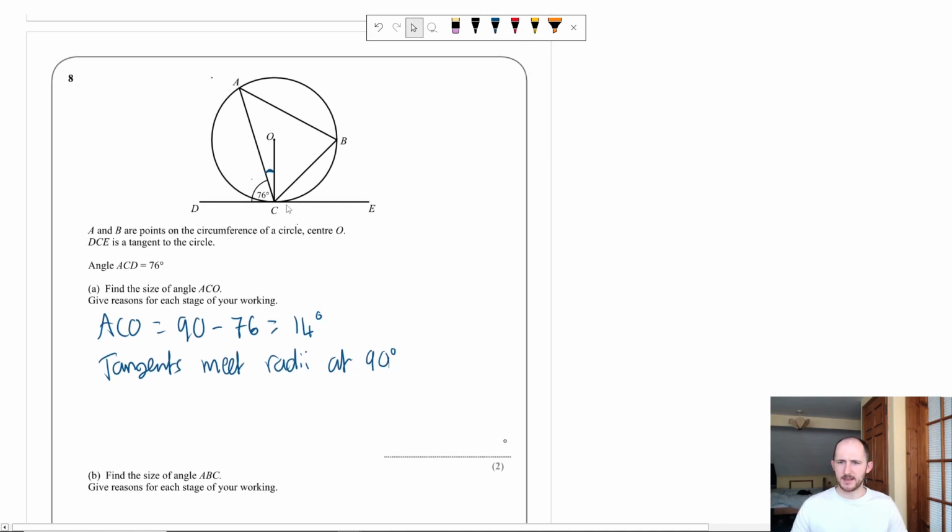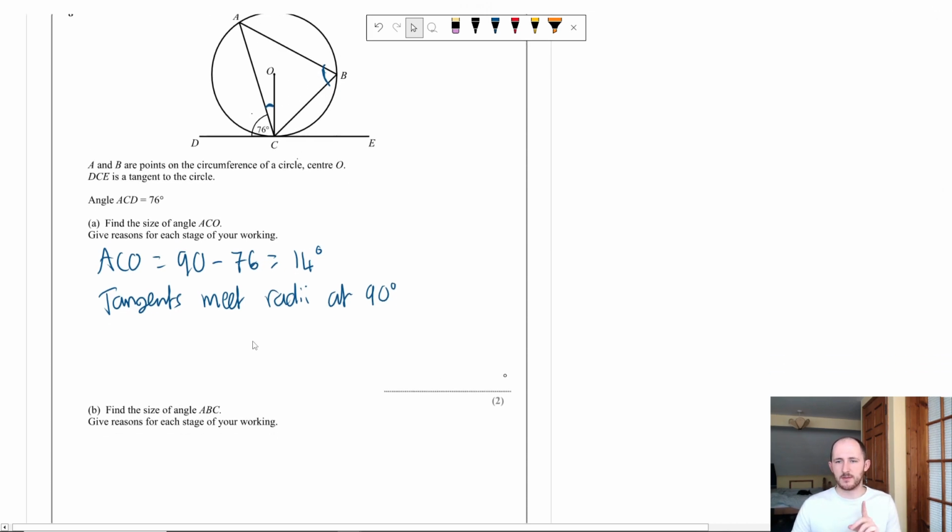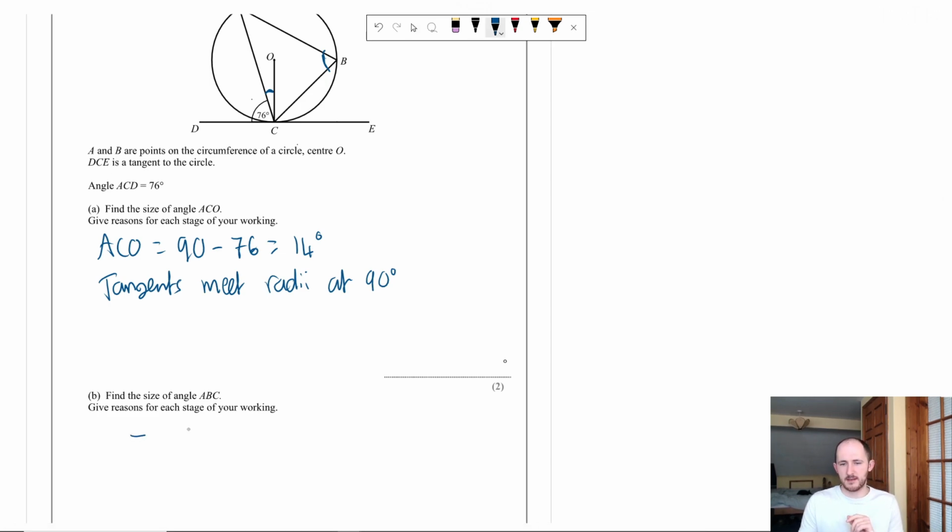Then find the size of the angle ABC. So ABC is this angle over here. So again, we can think about how this is going to look. Now, the equation that I'm going to use is a fairly tricky one to describe, okay? Now, I'm just going to write the answer for now. I'm going to say it's 76 degrees. And the reason is the hardest one you'll ever do. This is the hardest circle theorem in my opinion because it's very difficult to spot.